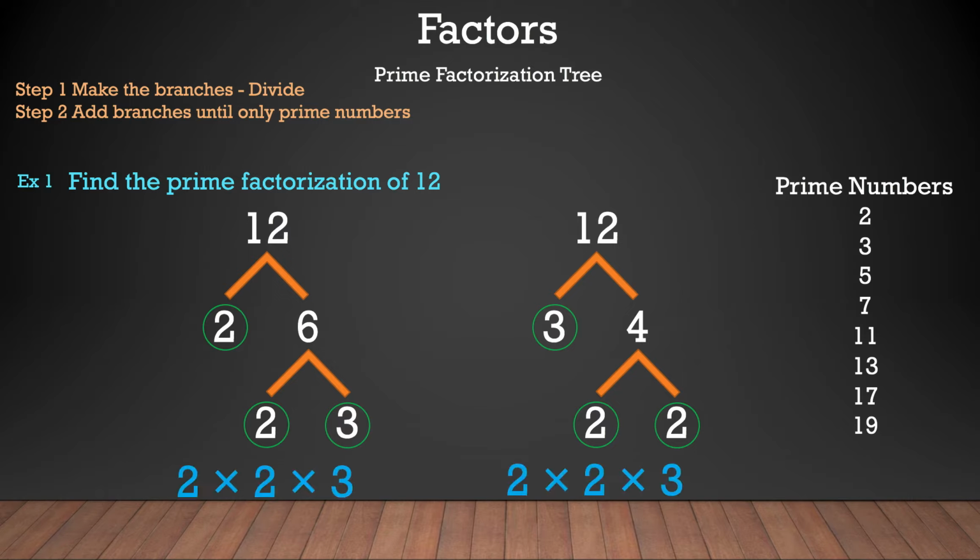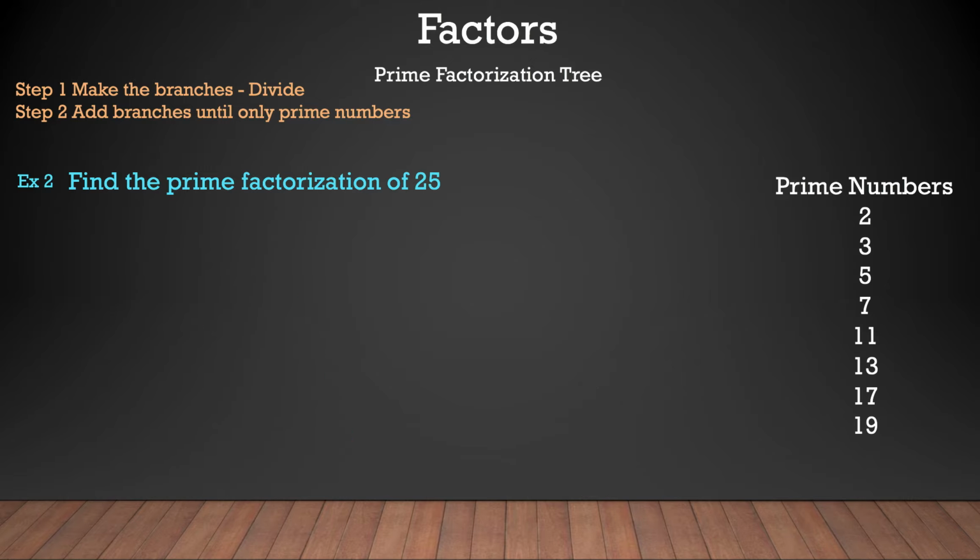So let's go ahead and take a look at the second example. Find the prime factorization of 25. So we're going to go ahead and write down 25, add the branches, and realize since 25 is a multiple of 5 because it ends in 5, we're going to pick the number 5, and 25 divided by 5 is 5.